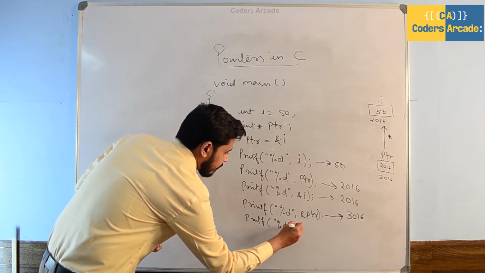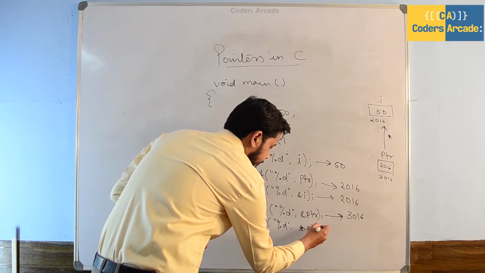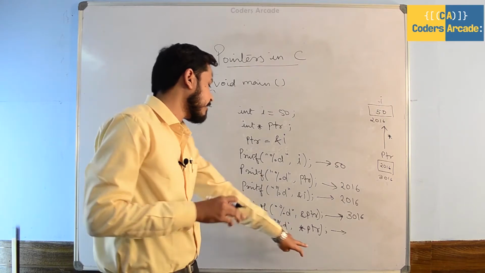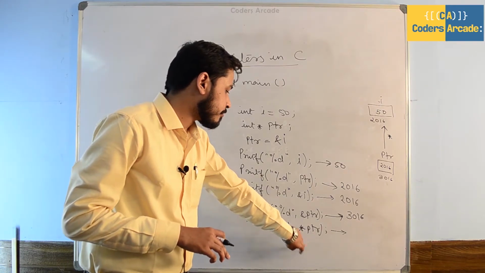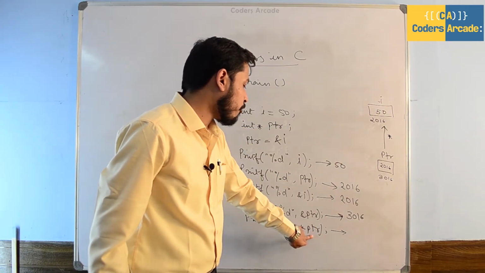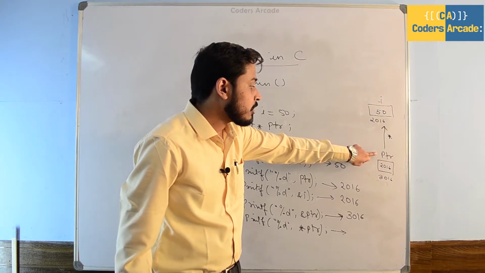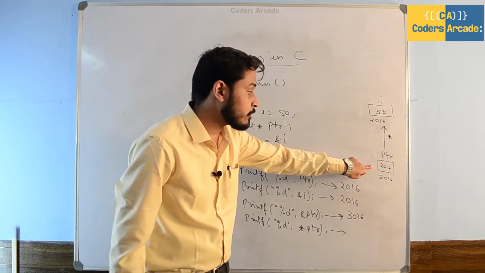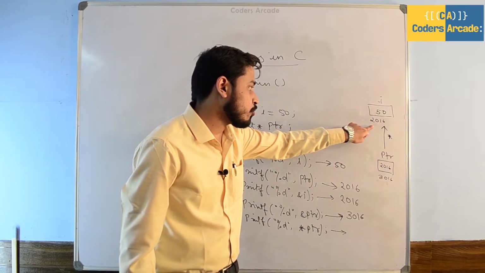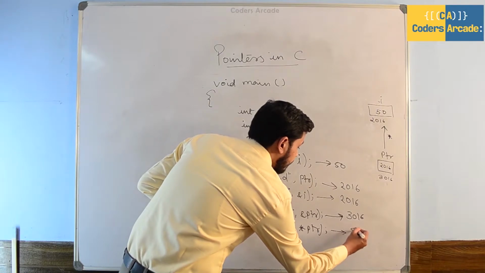Now let's again print printf %d. Now let's print pointer of ptr, that is, the dereference of ptr. What will be the value for this pointer of ptr? The pointer of ptr will be 50. Why? See, pointer of this ptr means the value which is stored inside this ptr, which is 2016, right? And it is pointing towards this address, which is I's address, right? So in 2016, what is written here? 50, right? So it is going to print 50 in this case.